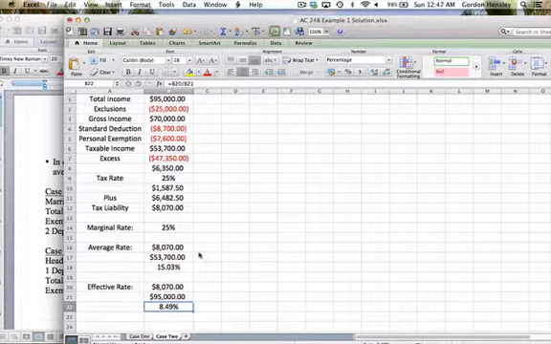So that's the problem demonstration on how to calculate the marginal, average, and effective tax rates. And you're going to have a homework assignment that'll be very similar to this, but you can utilize this problem demonstration video as an example of how to calculate these three rates.